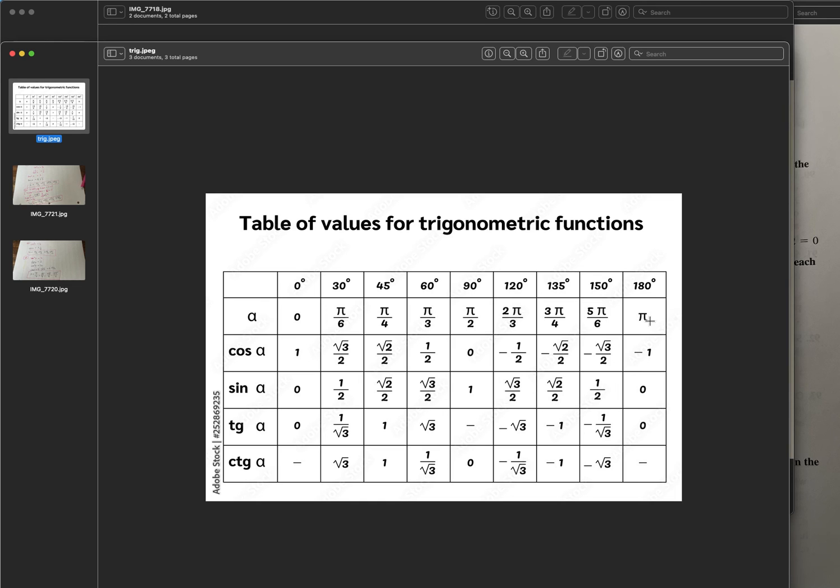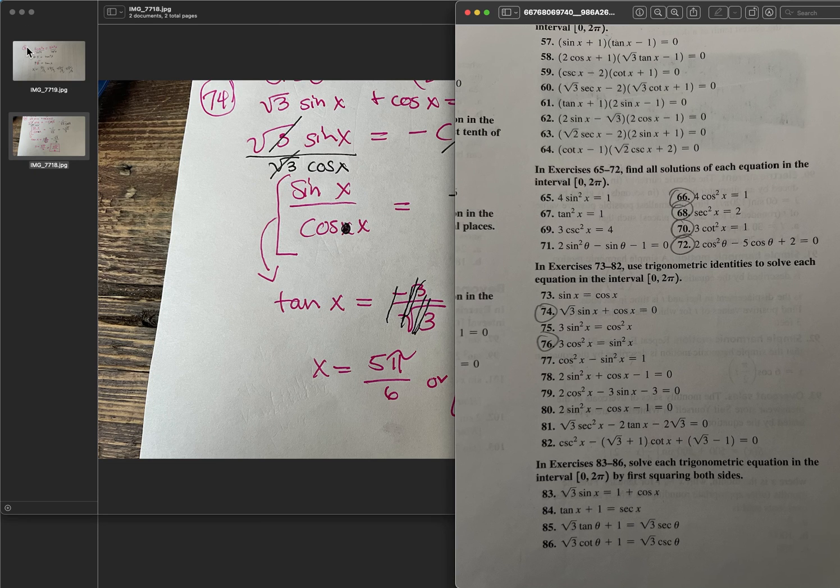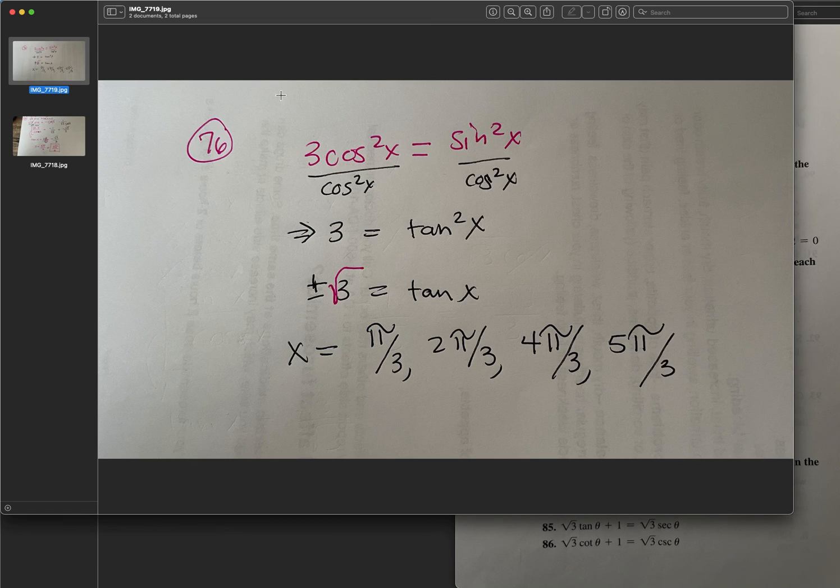But also we add pi to that because we want between 0 and 2 pi, and so 5 pi over 6 and 11 pi over 6. 5 pi over 6 and 11 pi over 6 will both give you the negative 1 over square root of 3. So that's 74, and then the last one, I'm going to do much the same thing.